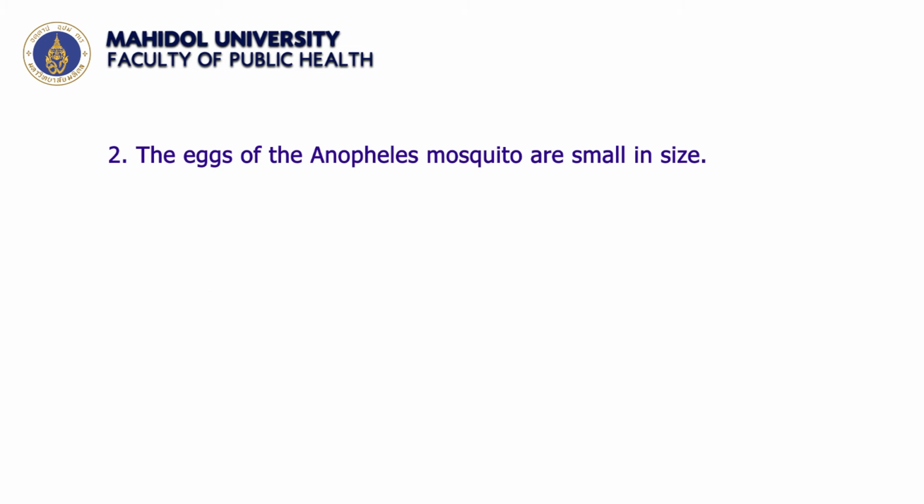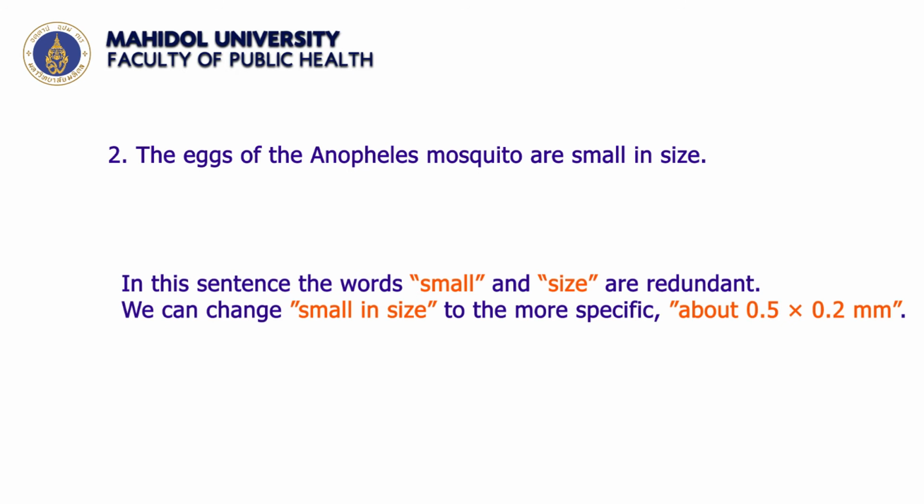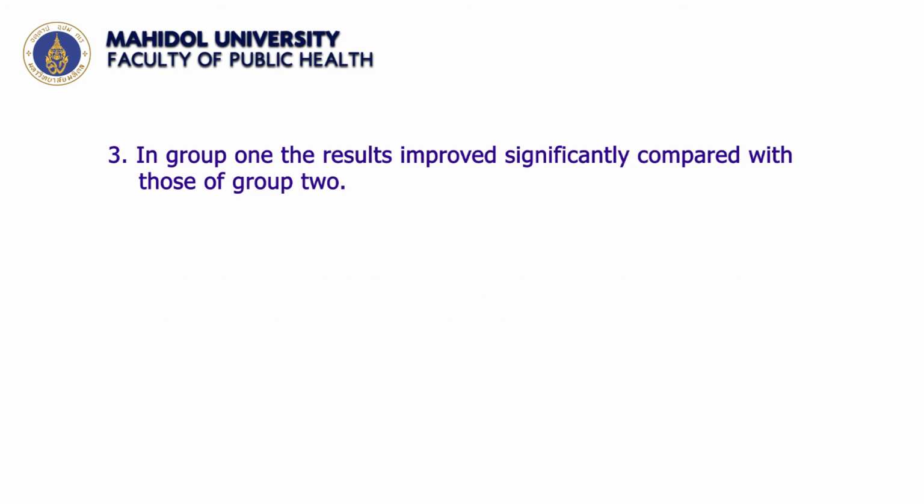Number 2, the eggs of the Anopheles mosquito are small in size. In this sentence, the words small and size are redundant. So we can change small in size to the more specific, about 0.5 times 0.2 millimeters. Number 3, in group 1, the results improve significantly compared with those of group 2.